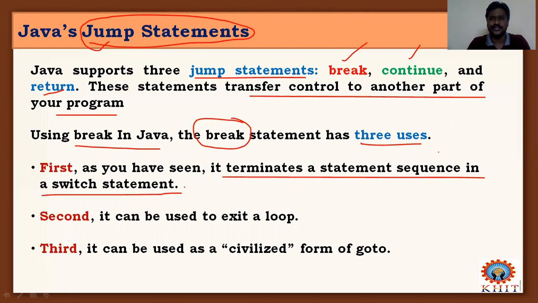Generally, we use the break statement in a switch case, where after performing a case's set of statements, it immediately breaks the flow of transfer of control. Second, it can be used to exit a loop. When we use the break statement in any loop, when the control of execution encounters it, it immediately exits from the loop.